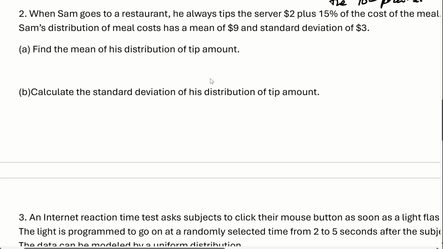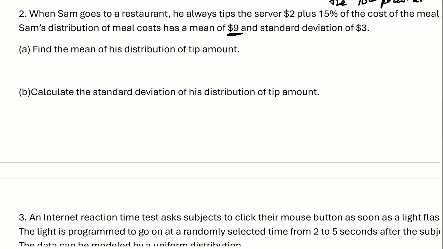So now, number 2, when Sam goes to a restaurant, he always tips the server $2 plus 15% of the cost of the meal. Sam's distribution of meal costs has a mean of $9 and a standard deviation of $3. Find the mean of his distribution of tip amount. Okay, so this is a transformation question. It says that the mean is $9, right? And it says he tips $2 plus 15% of the cost, right?